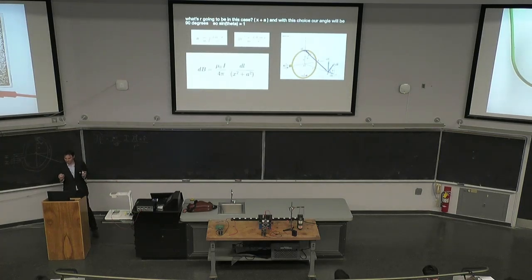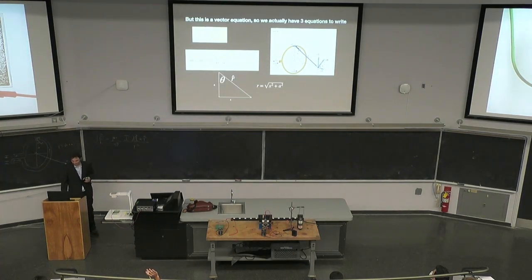Okay, so what's r, the magnitude of r, going to be in this case? Well, it's going to be x, whatever x is, plus this A. The A is going to contribute to that. We have to contribute the radius of this to our overall distance there. Then we can write an expression for r squared in terms of that. So r is x plus A, and then this becomes x plus A squared.